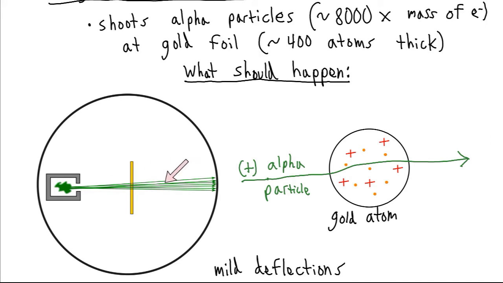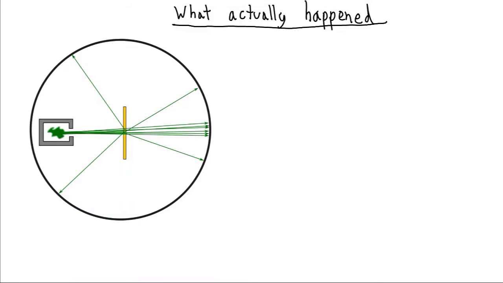And so you'll get a beam that's mostly all in the same spot with a few readings a little bit out in the edges. The actual results of this experiment are a stark contrast to what was expected. Instead of getting some very mild deflection, you actually get very sharp deflections. Some of these beams practically come back towards the emitting radiation source.